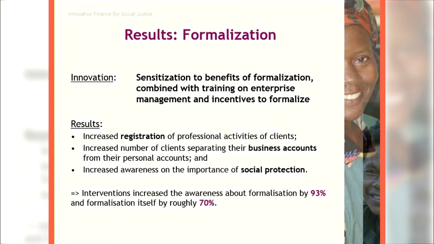The next example is on formalization. It's an example where a sensitization campaign was introduced with training on enterprise management and incentives to formalize. We did see increased registration, improvements in separating business accounts from personal accounts, and interestingly also increased awareness of the importance of social protection. Putting all of these indicators together, we saw roughly a 70% increase in formalization itself.